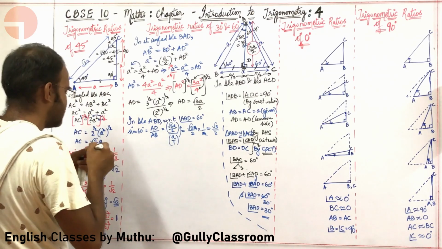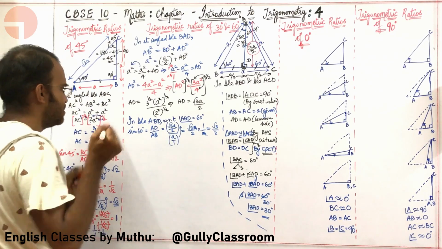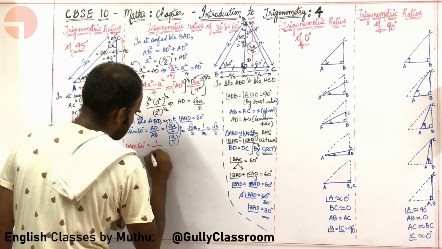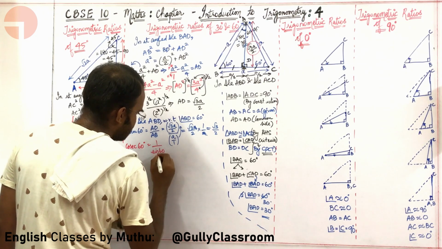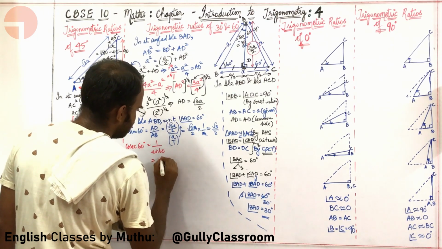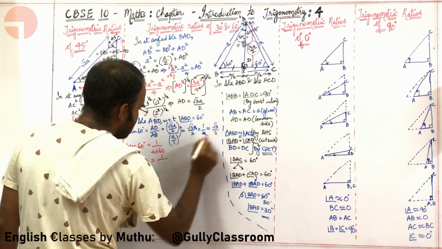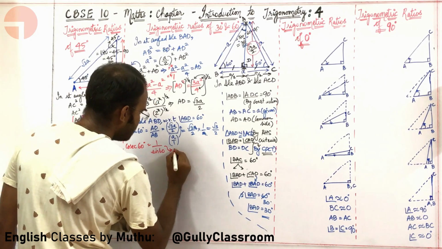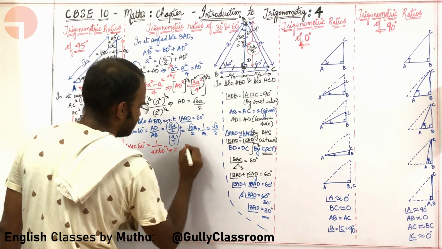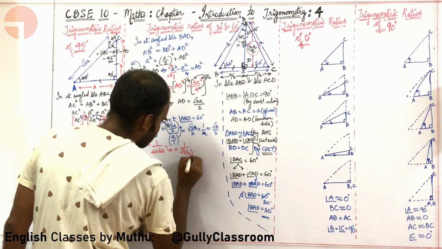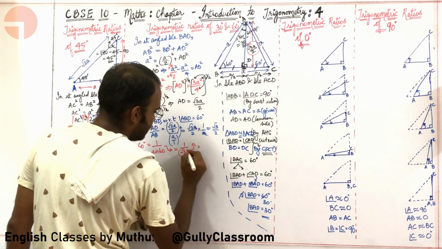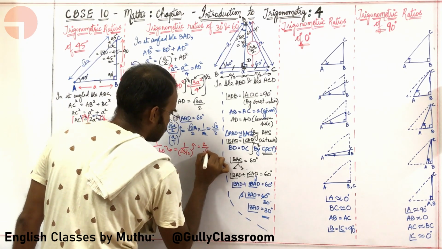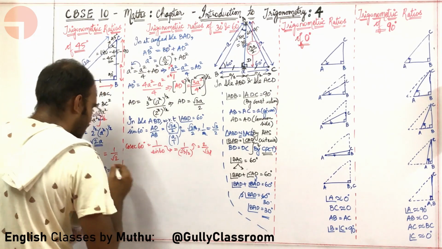What is the reciprocal of sine 60? It is nothing but cosecant 60. Cosecant 60 is 1 by sine 60, which is 1 divided by root 3 by 2. If I bring root 3 by 2 to the numerator, it will be taken reciprocal, which is 2 by root 3. What is cos 60 then?